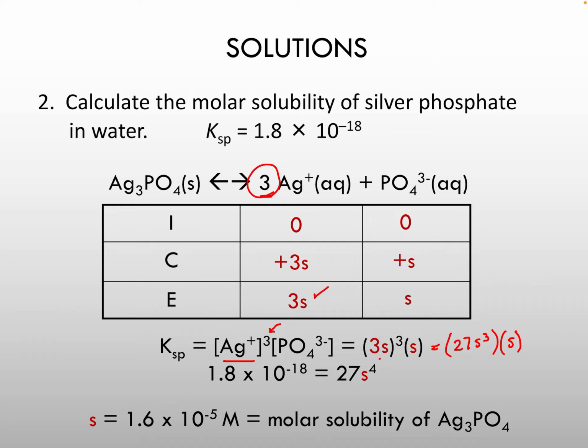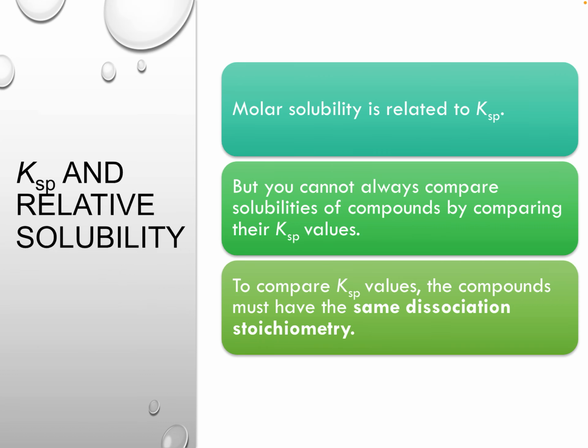Okay, so this problem is very different than the last one because we have that coefficient there, because these ions are not reacting on a 1-to-1 ratio. Okay, so our molar solubility, as you've seen, is related to our KSP, right? We multiply the molar solubilities together, that's our S value, and we can get our KSP.